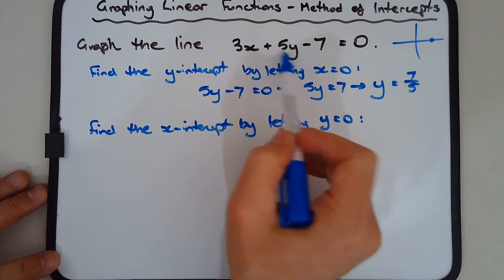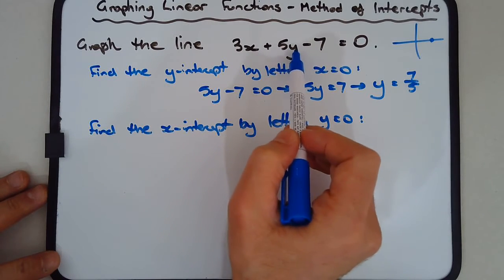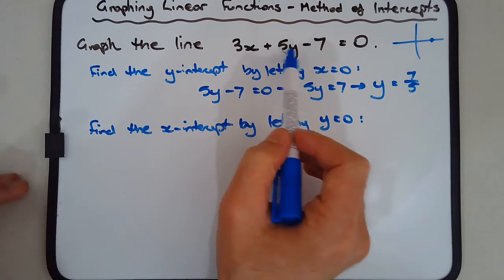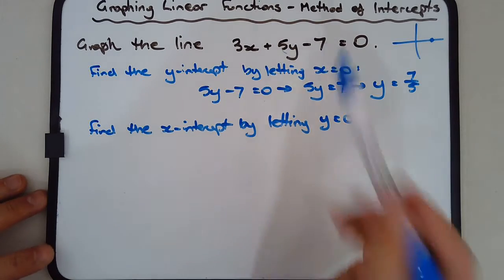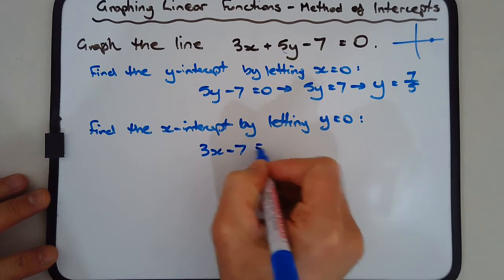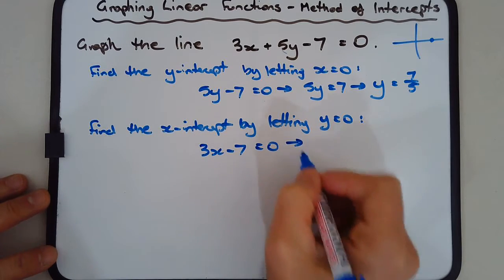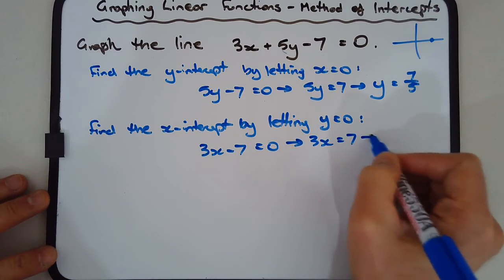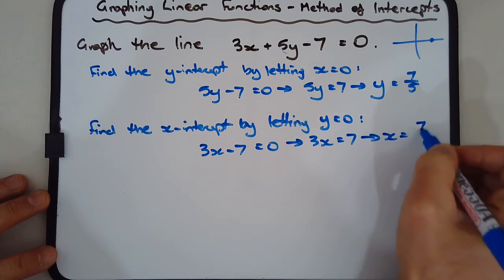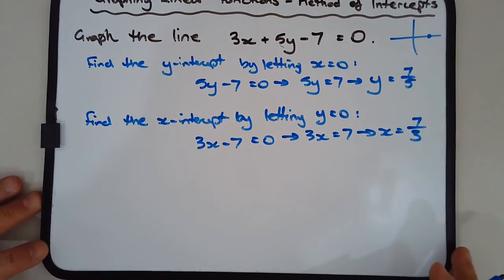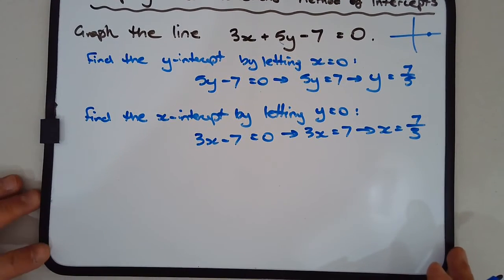And this means that in the original equation, substituting in 0, 5 times 0, the 5y disappears, and we're left with 3x minus 7. So 3x minus 7 is equal to 0. Rearranging the formula, 3x is equal to 7, therefore x is equal to 7 over 3. So now we have 2 points. In fact, these are the y and x intercepts.